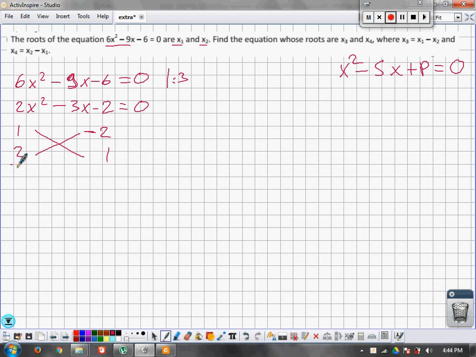Now checking with cross product: 1 times 1, 1. 2 times minus 2, minus 4, and minus 3. This one. Everything is okay. So we can factorize it. 1x minus 2.